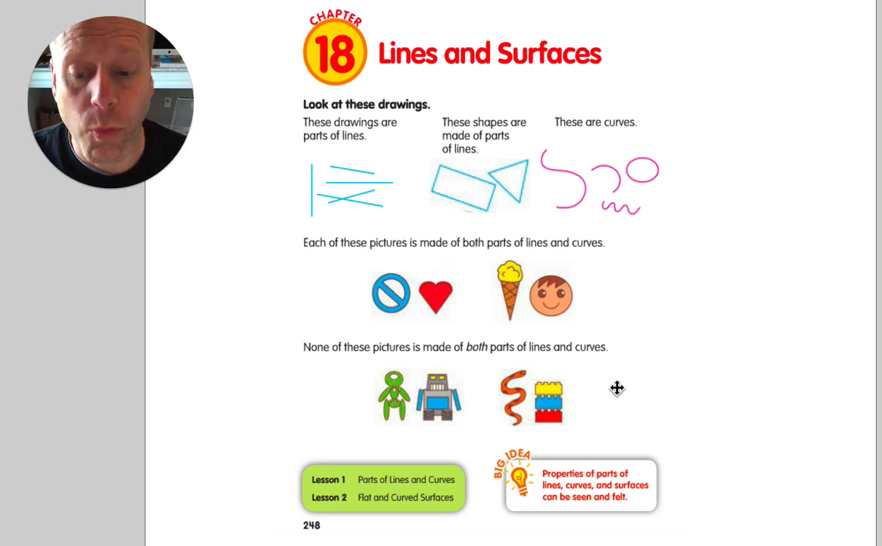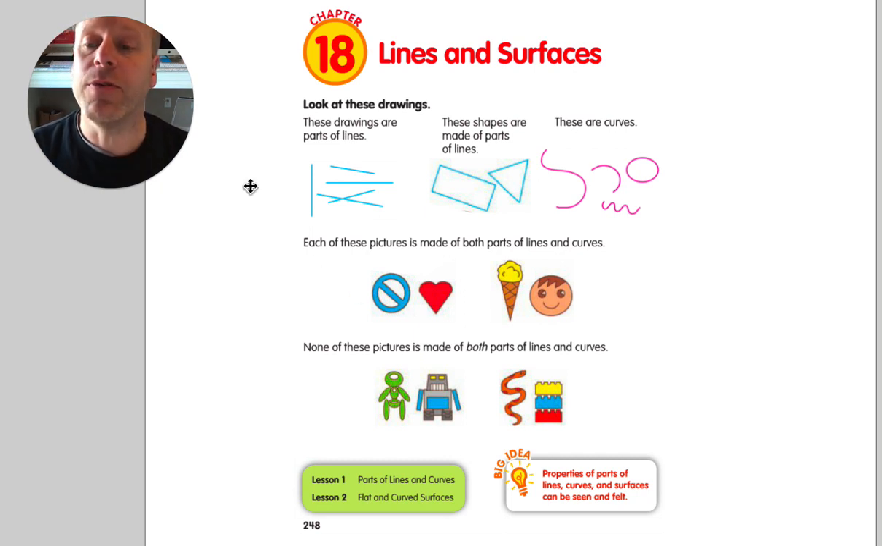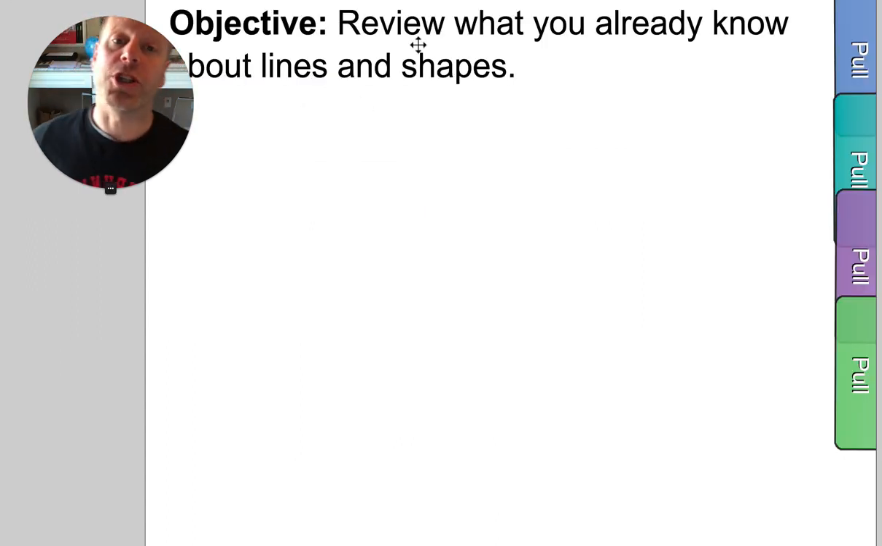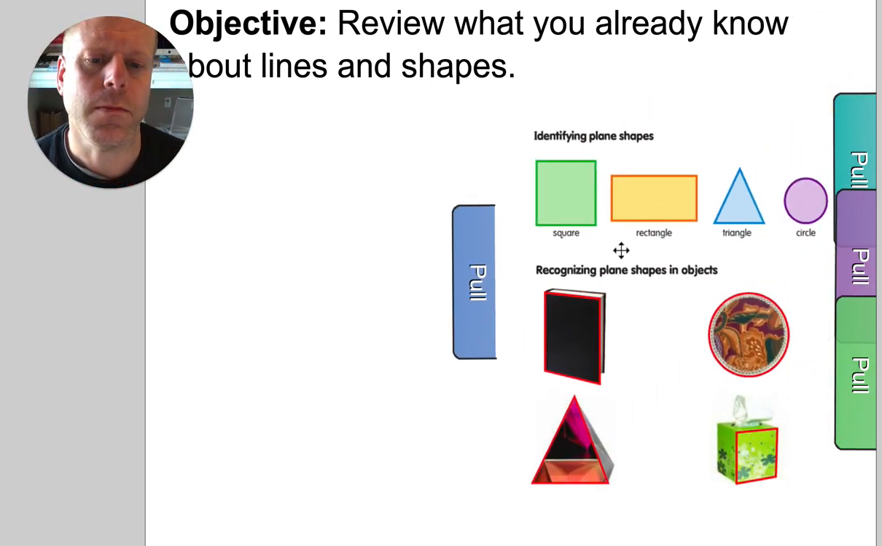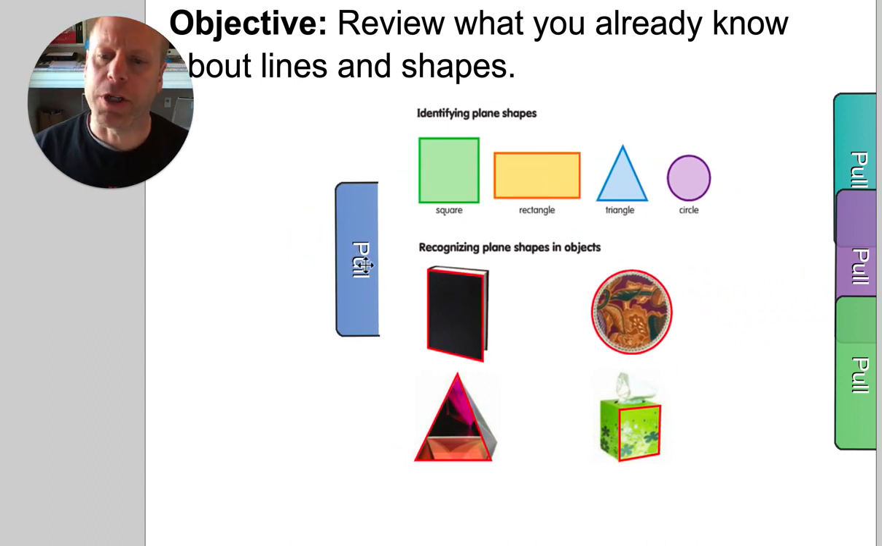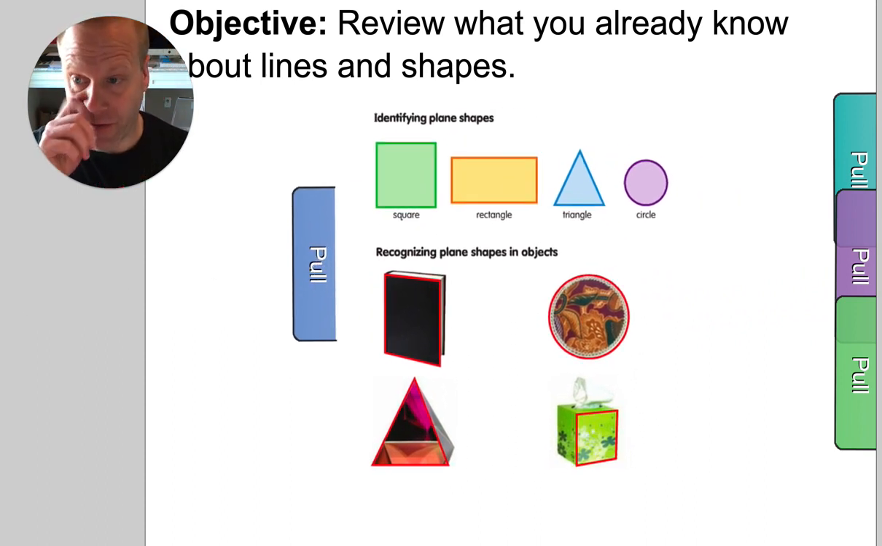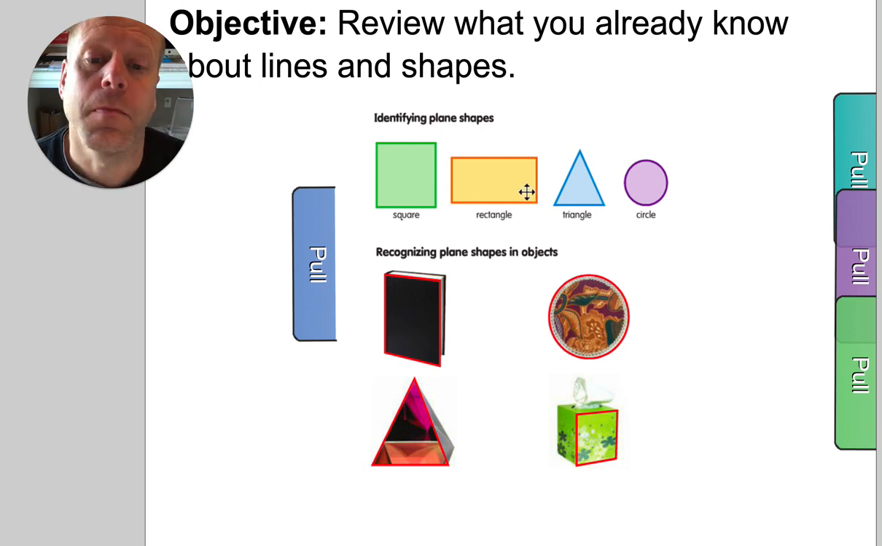Before we jump into this, I would like you guys to think about what you already know with lines and shapes. So we're just going to review what you already know about lines and shapes. A couple years ago, my guess is many of you got very good at naming these shapes. Flat shapes like squares, rectangles, triangles, and circles. And you probably have started seeing these same shapes around your house in real objects.